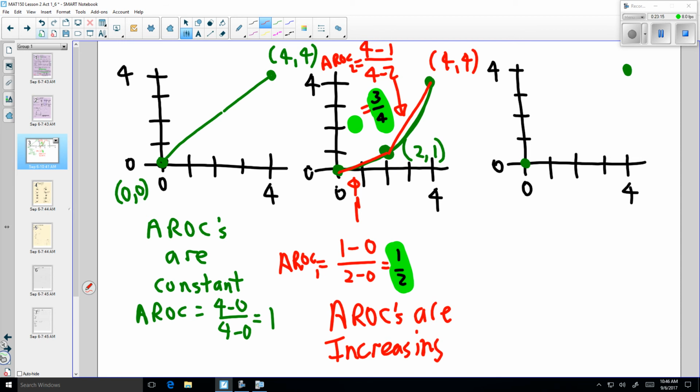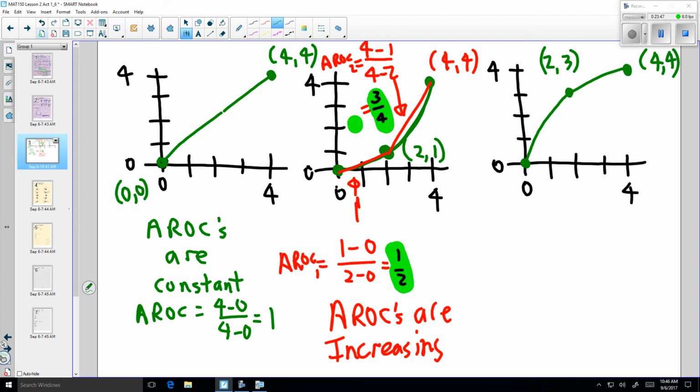Now, let's look at this last scenario. In the last scenario, we're going to increase rapidly at first, then slow down our increase. So that means in the first half of our interval from 0 to 4, we're going to do most of our increase. So we're going to go from 0, 0 all the way to 2, 3. So write that right here. Here is 2, 3. And of course, this is 4, 4. And we're going to do it in a smooth curve, so it's going to look like this.